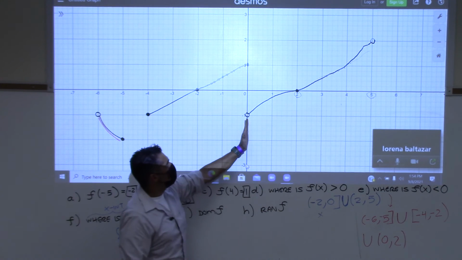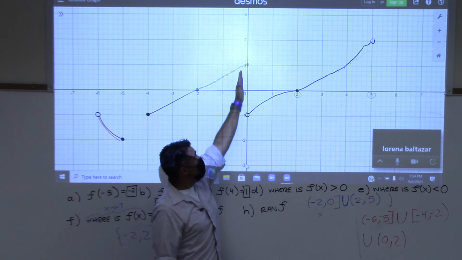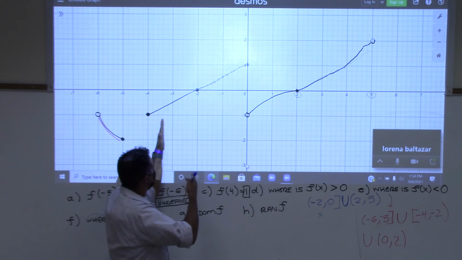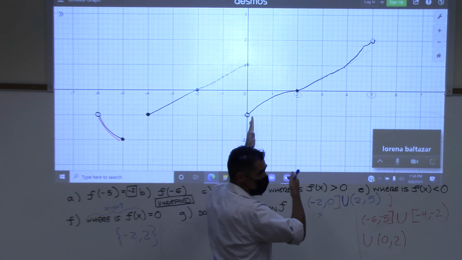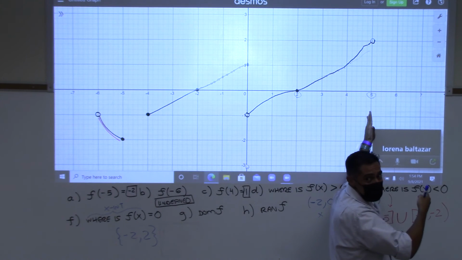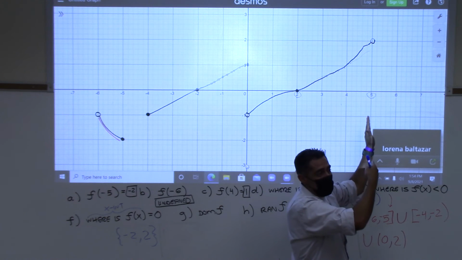Now what's happening at 0? Am I still hitting something at 0? I'm hitting that dot up there, aren't I? So that means from -4, I'm hitting. Even at 0, I'm hitting. And I keep hitting until I get to 5. When I get to 5, I'm actually not hitting anything up there, but all the way up to 5, right?